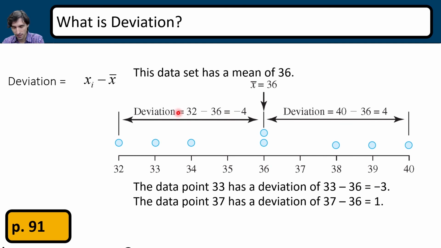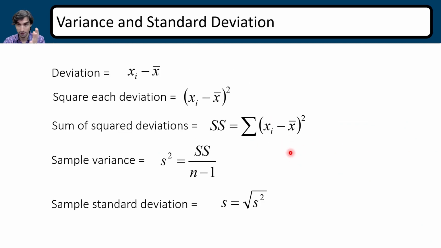Oh, I'm sorry, I mixed that up. You take xi, so in this case it's 32, minus the mean, and we have negative 4. We do it the opposite way: 40 minus 36, we have 4. So the deviation that we have here for at least these 2 points is negative 4 and 4. If you were to do 33, it would be negative 3. If you were to do 37, it would be 1, but there is no 37. I don't know why they even put that one in there.